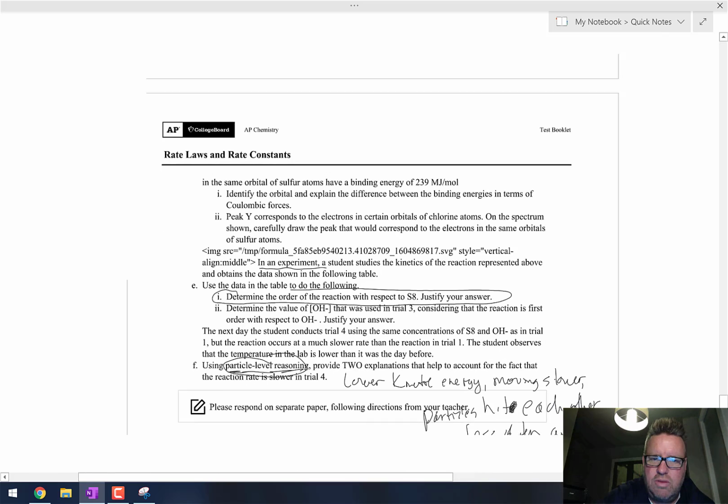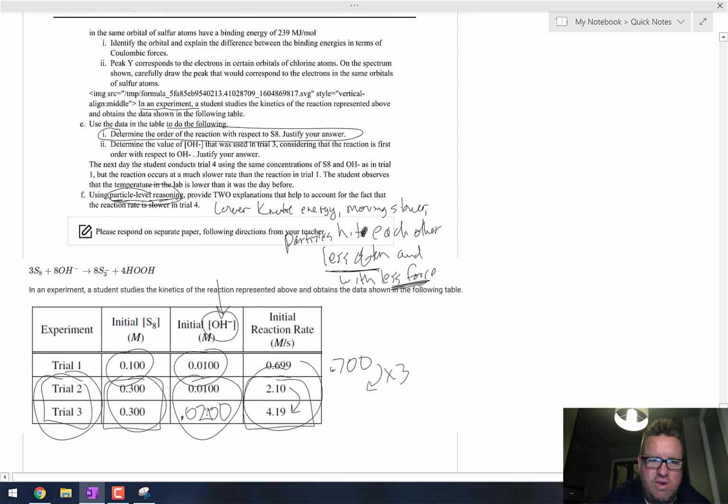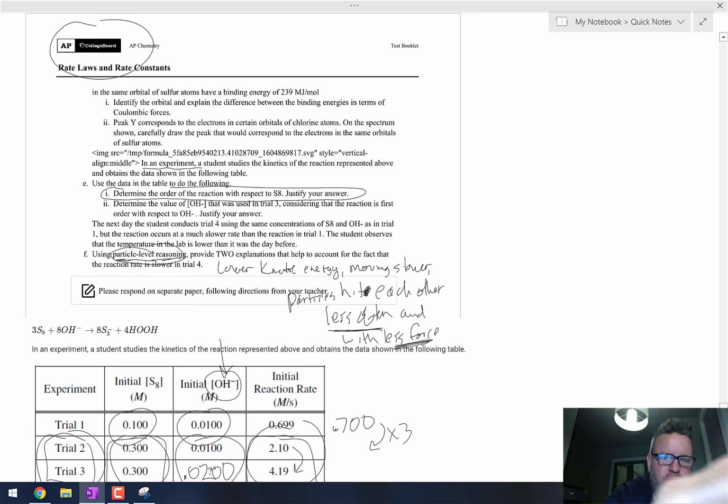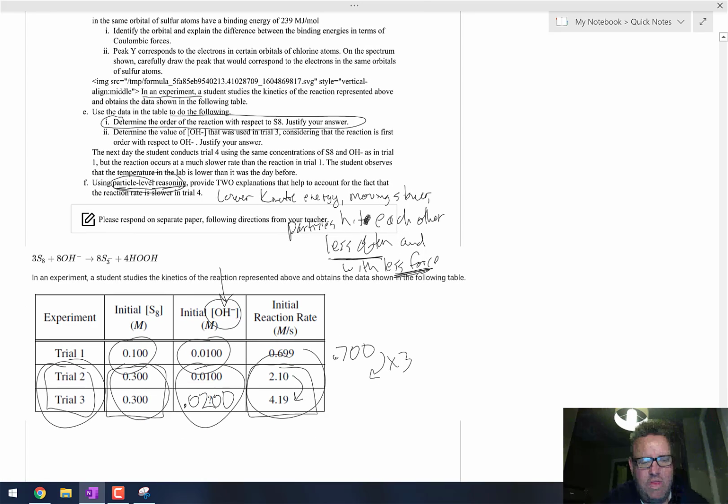Okay, and those are just some good example questions. Obviously, you can see these are straight from the College Board to kind of help you out with this section.